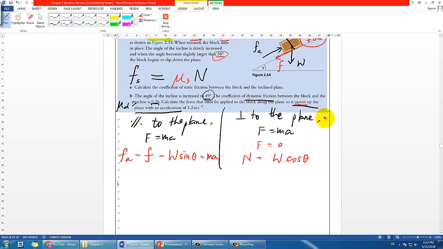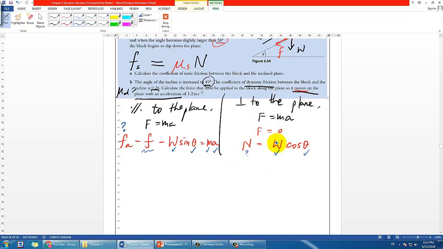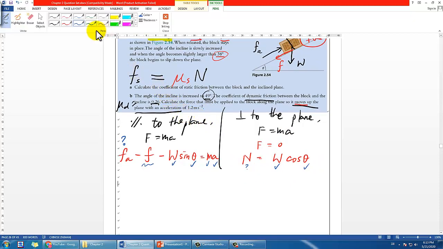So since you want to find FA, this is the unknown you want to find. You need to find out friction. Weight is already known. This is known. This is known. M is known. A is known. N is unknown kind of, but then you can calculate it from this and also the angle. So let's not forget there's another equation like part A, which is again the dynamic friction equal to mu d, the coefficient of dynamic friction, times N.